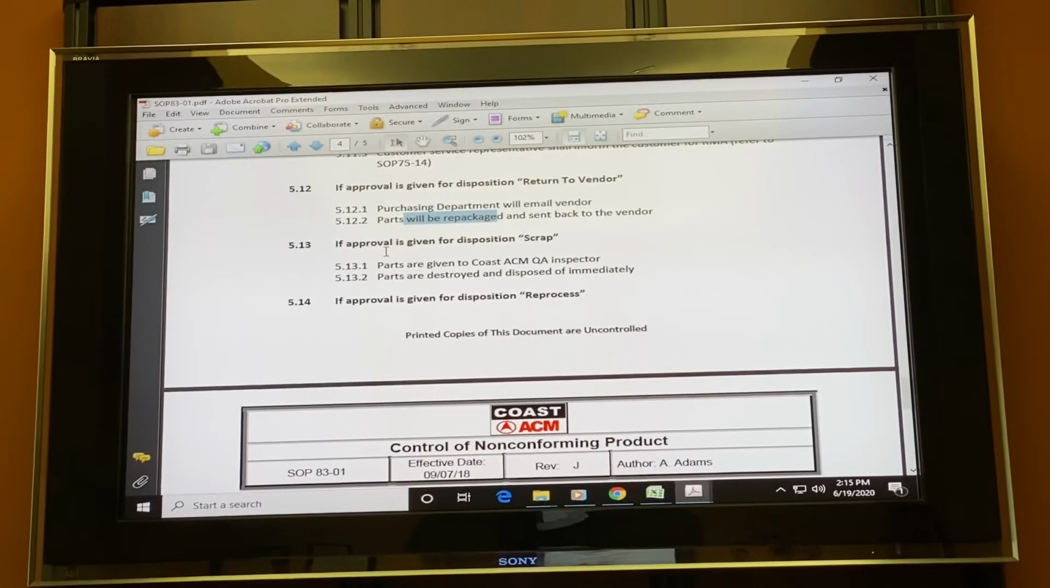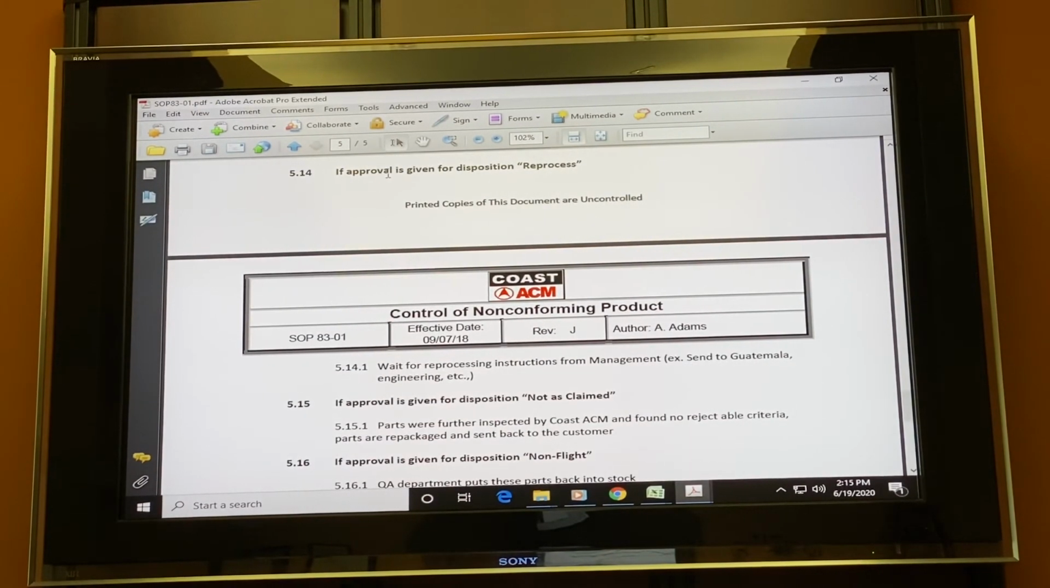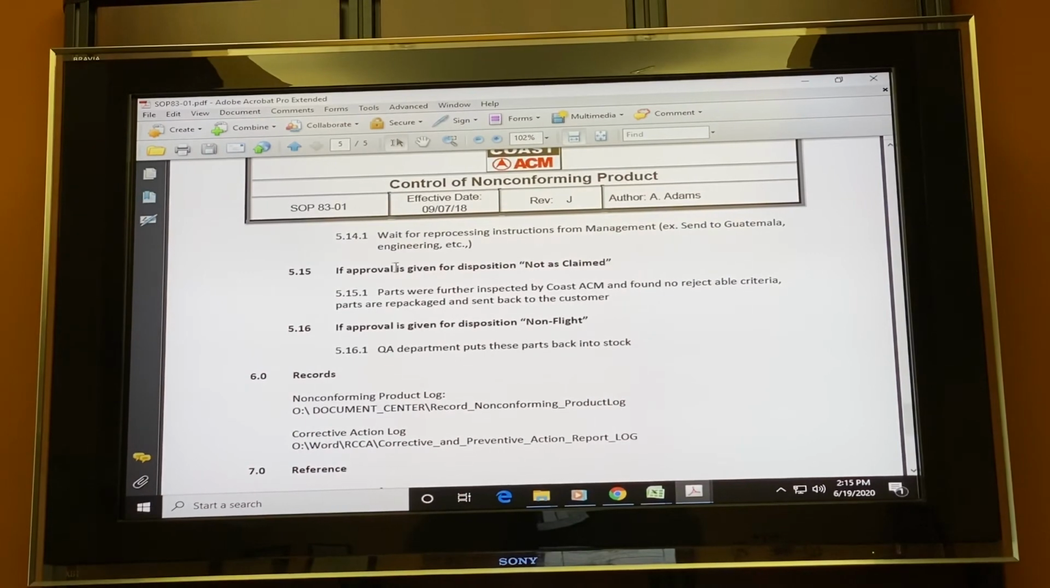If approval is given for disposition as scrap, the parts are given to the Coast ACM QA inspector, which is Lorenzo. The parts are destroyed and disposed of immediately. If approval is given for the disposition of reprocess, wait for reprocessing instructions from management. And that's pretty much it on there. For the approval of the given disposition of not as claimed, the parts will be further inspected by Coast ACM and found no rejectable criteria. Parts are repackaged and sent back to the customer.